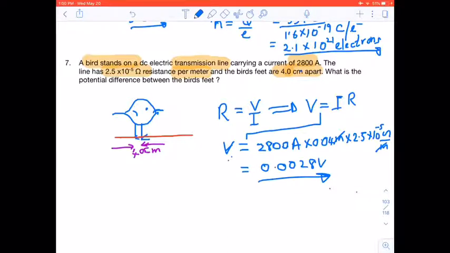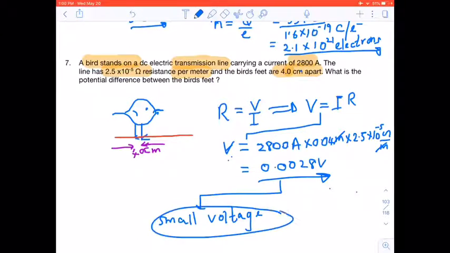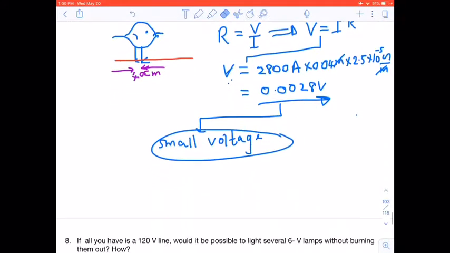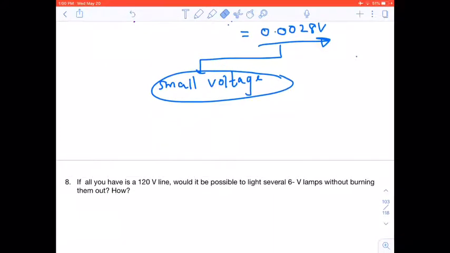Right, so this is a relatively small voltage, right? And that is one of the reasons why the bird does not get shocked. It has a very small voltage between its legs. Right, and you see these birds on the transmission lines, they can stand without getting shocked. Essentially, that's because the voltage between the feet is extremely low, right? Well, it doesn't harm it physiologically. Right, now let's look at the next one.